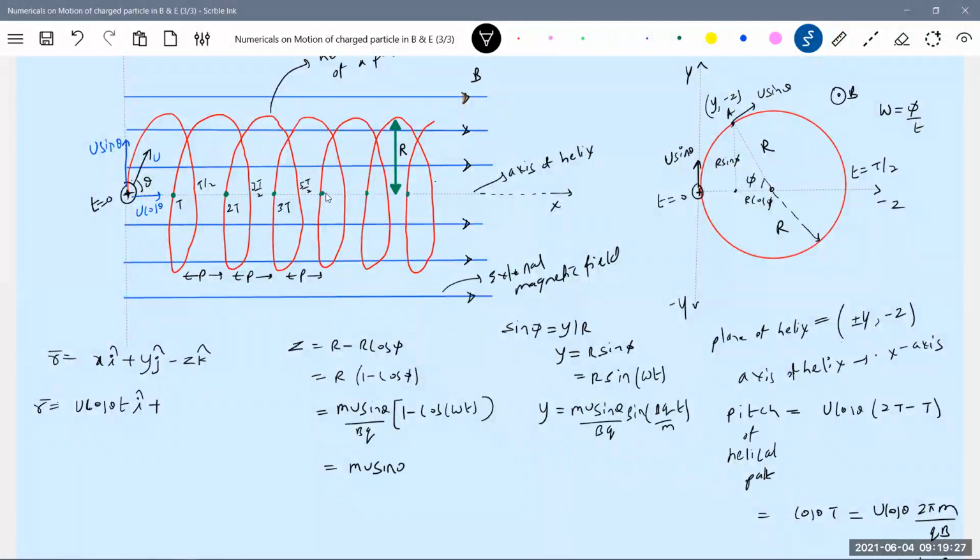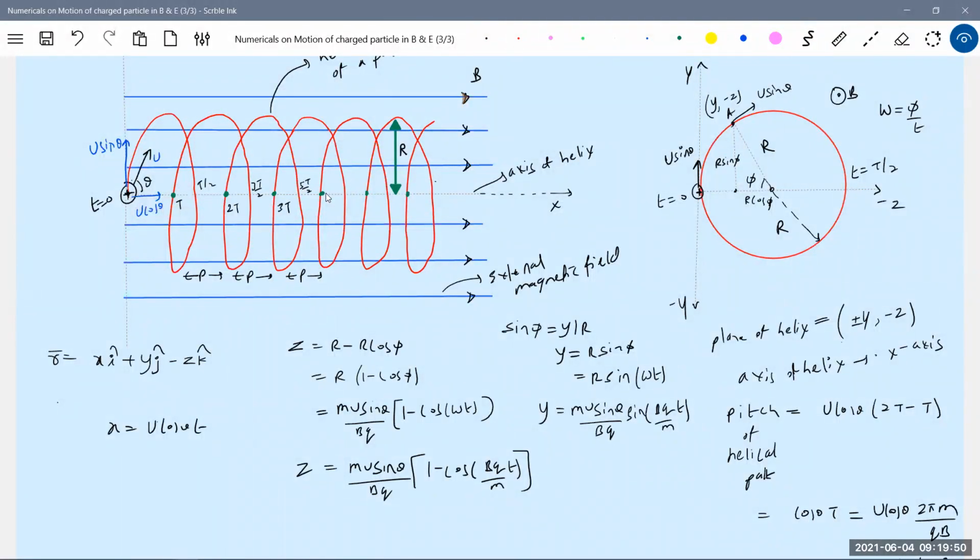I think first we should have all this general setup. Omega is bq by m. Now you substitute all those things, so now we have a suitable equation. We'll write x also here. We'll determine the x coordinate: the component of velocity along the x axis, u cos theta, into t. Now let's write, dump all those things. That will be our equation.